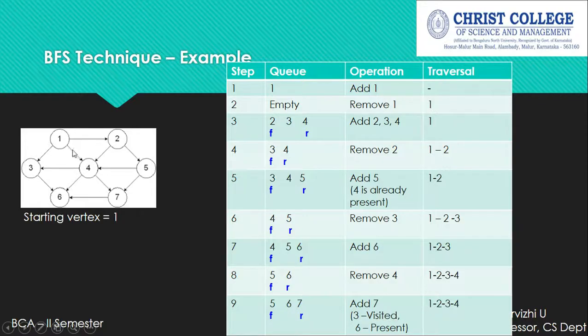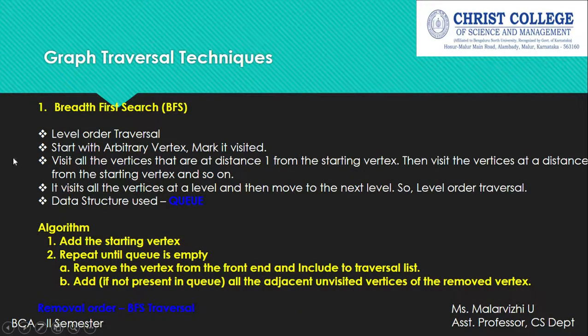Why is it called level order traversal? It will visit the vertices in one particular level and then move to the next level. That is the reason it is called level order traversal. In other words, it will start with an arbitrary vertex and visit all the vertices that are at distance 1 from the starting vertex. In the next step, it will visit all the vertices that are at distance 2 from the starting vertex, and it will continue like this.